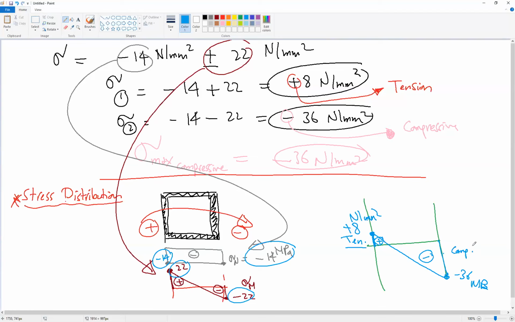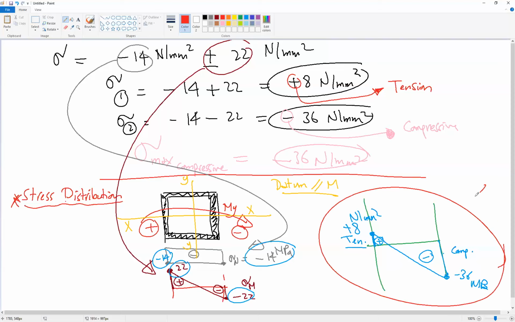Okay. Do you have any problem in this one? The question now is why I put the stress distribution parallel to x, because again I said this is the y axis and this is the x axis. What controls our datum is the moment. So our datum should be parallel to the moment, and as we have our moment My, the datum should be in the x direction. So the final stress distribution is as this figure. Okay.